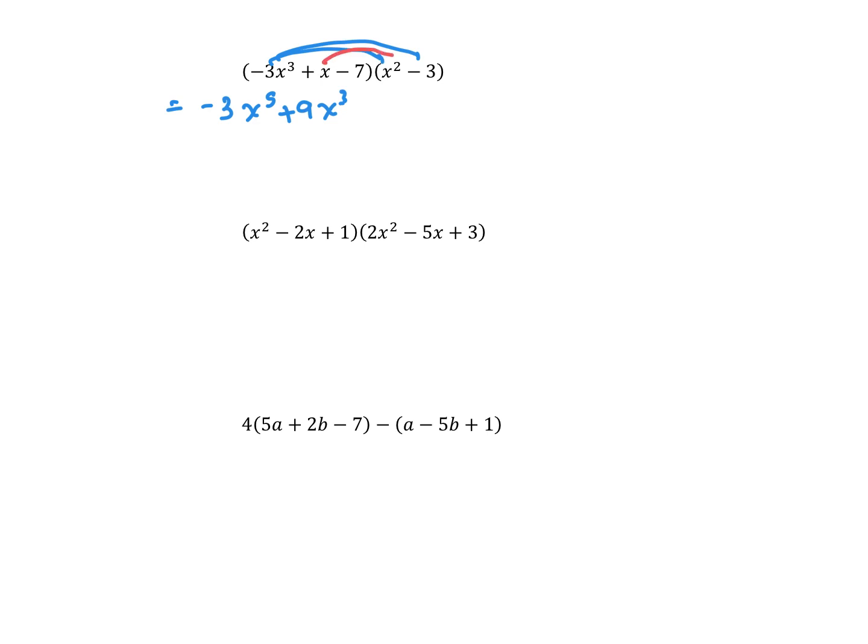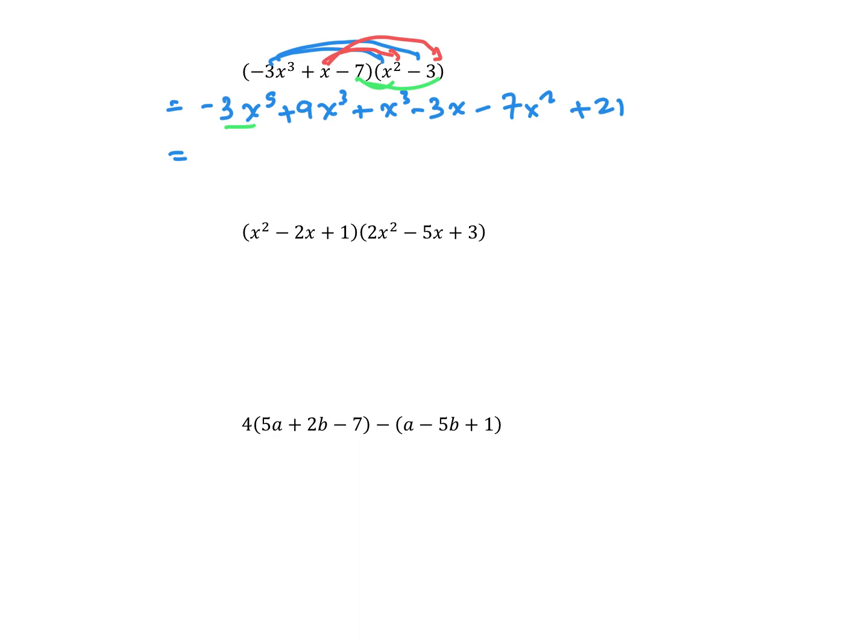So x. So x times x squared and x times negative 3. So that will be x times x squared is positive x to the power 3, right? We have 1 plus 2 is 3. And then we have x times negative 3 is negative 3 and an x. And then finally we've got this 7 multiplied by both terms. So negative 7 times x squared, and negative 7 times negative 3 is positive 21. And now we're going to collect like terms.